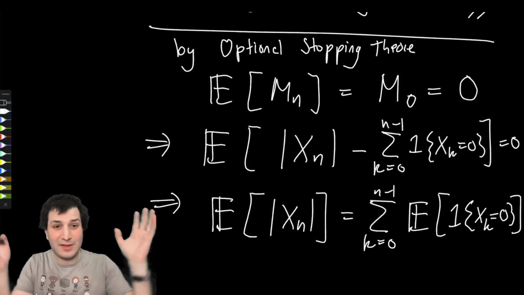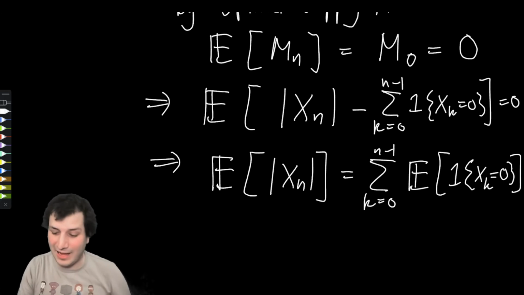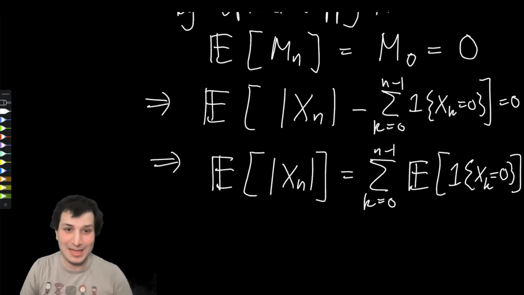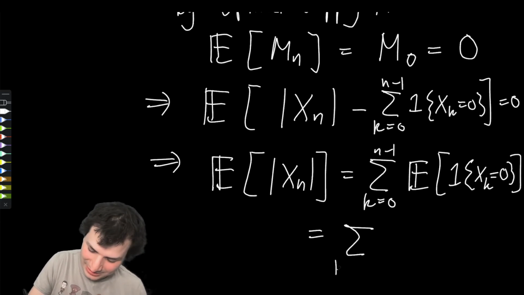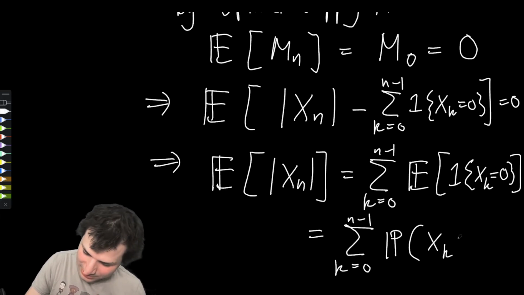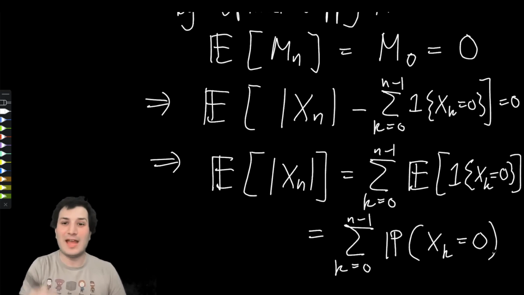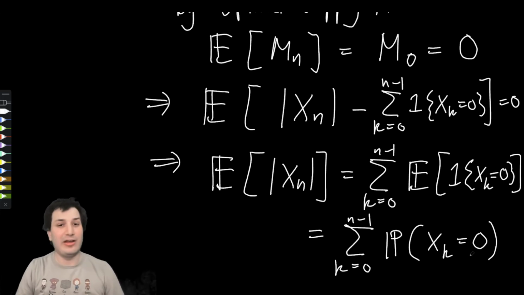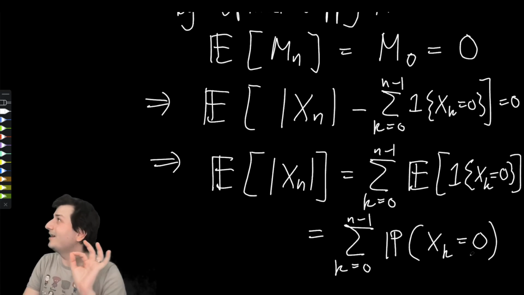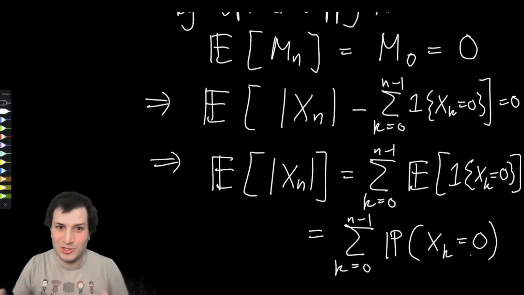You have an expected value of a sum. That's the sum of the expected values, so you pull it out. Even better, I have the expected value of an indicator function, the number of times Xk equals 0. The expected value of an indicator function has a name. That's called a probability. This is the sum of the probabilities that Xk equals 0. So this is a statement that is true for any n. You want to know the expected value of Xn, you can just add up the probabilities of the number of times you hit 0. This is, again, in spirit, the same as the Tanaka theorem for Brownian motion, but it's in a discrete version.